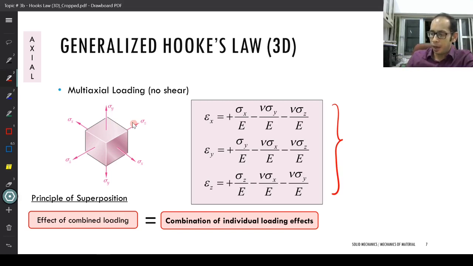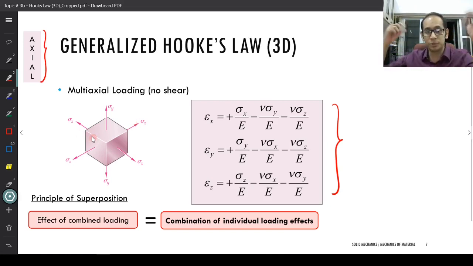But remember, under the case of only axial loading, here in this figure I do not have shear yet. I only have axial. It's a triaxial state of stress. You have sigma x, sigma y, as well as sigma z, right? So once you have this, this is important.